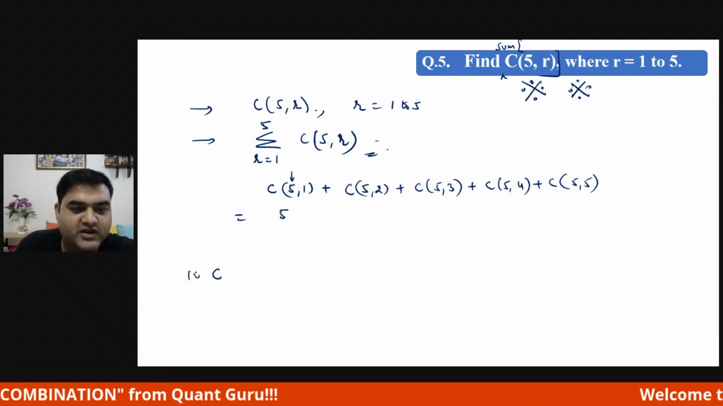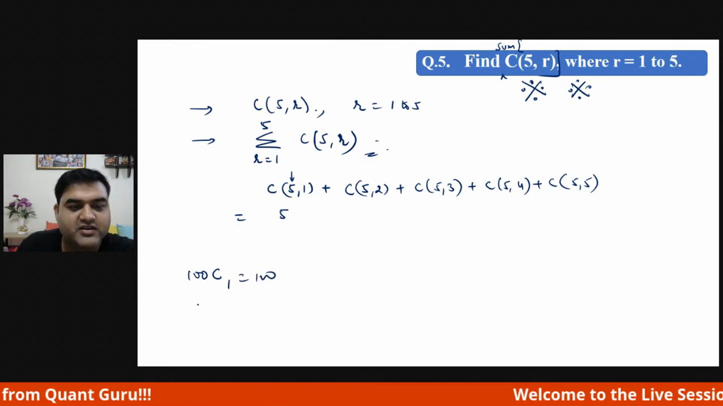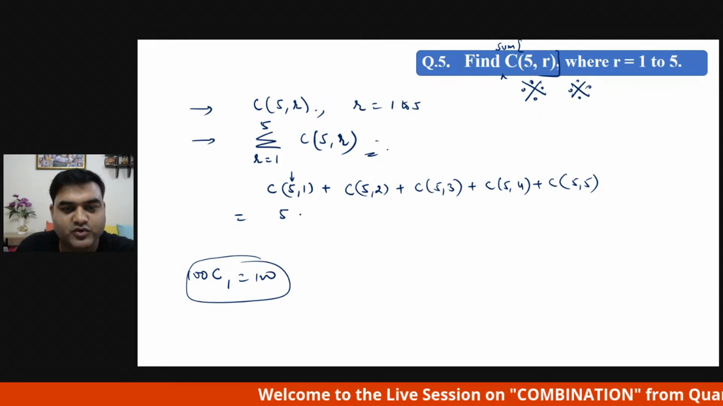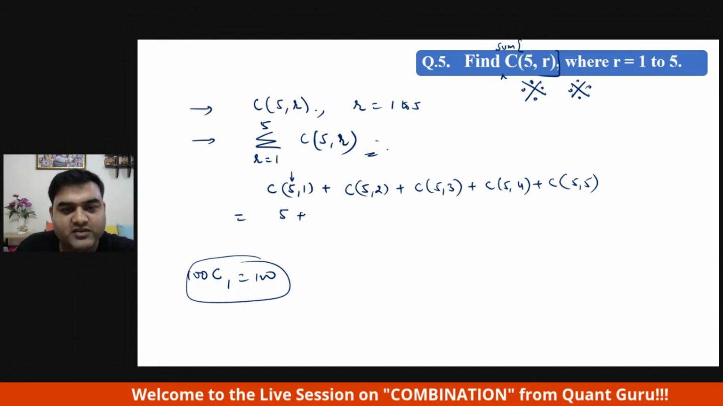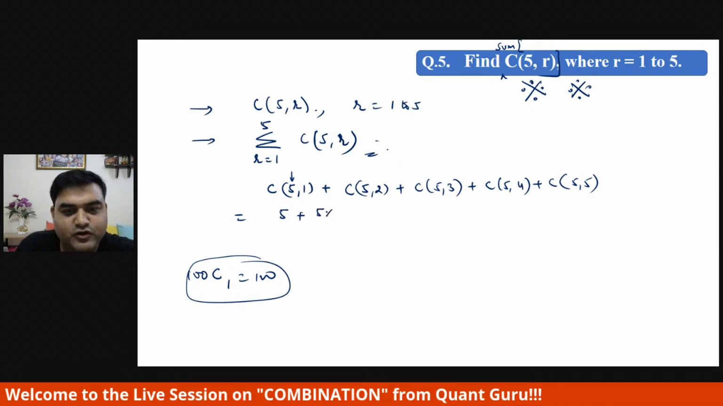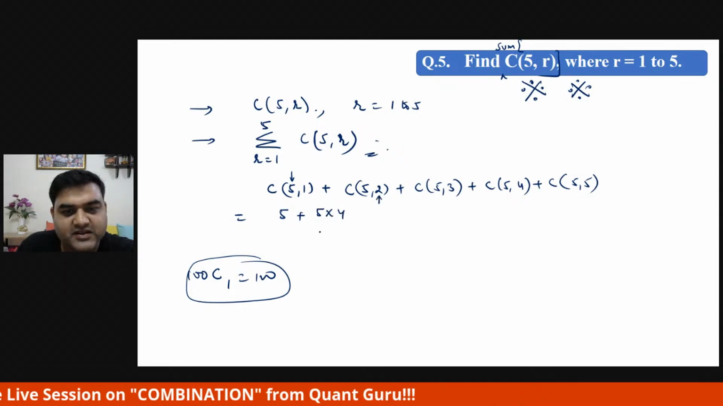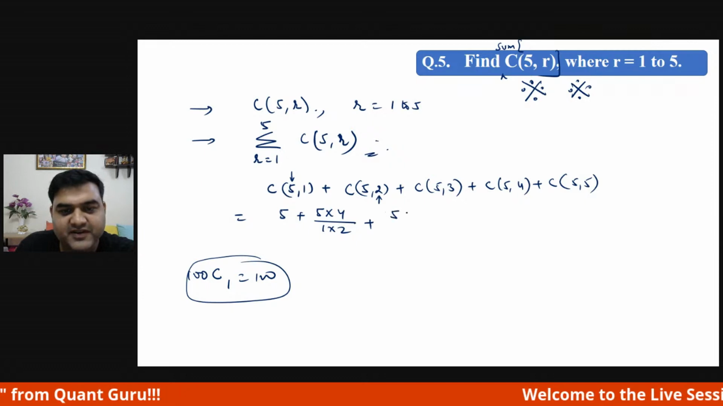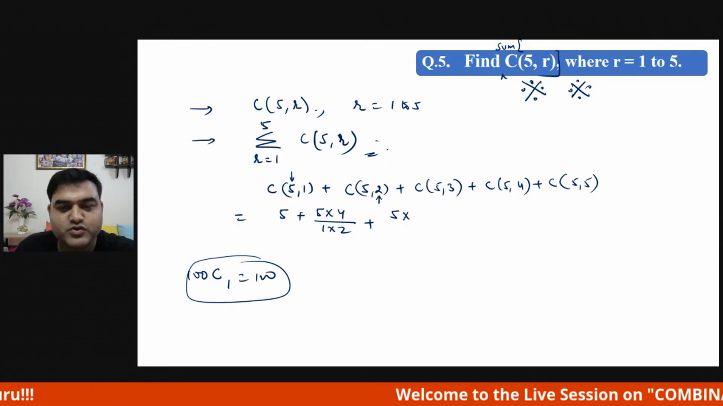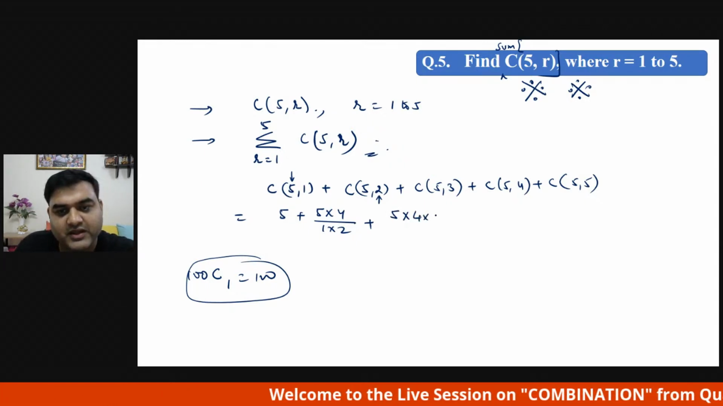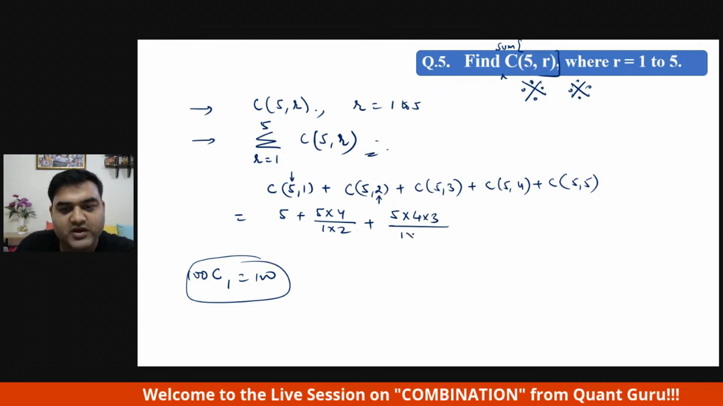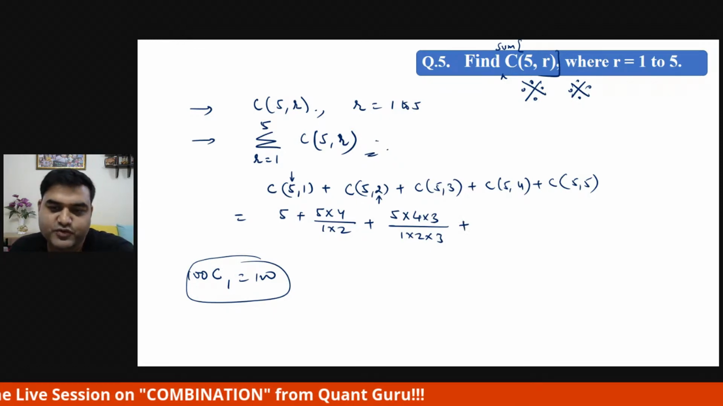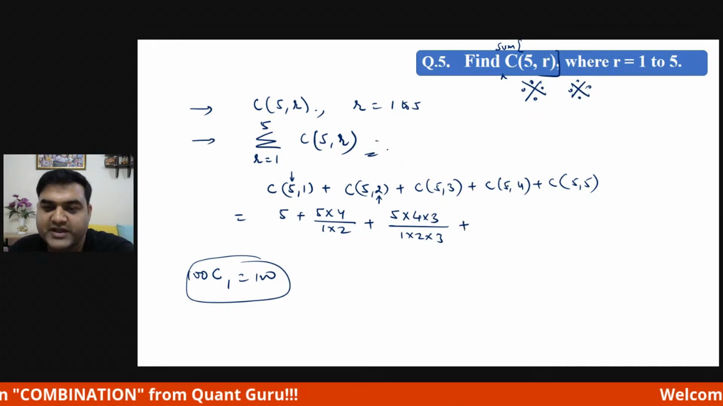I told you, right? 100 C1 is equal to 100. 1000 C1 is equal to 1000, right? 1 is 1 only. Plus, now look at this. 5 we will write, into 4 we will write because two numbers are there, divided by 1 into 2, plus 5, 3 times, 5, 4 and 3 divided by 1, 2 and 3, plus 5 4. If you see 5 comma 4, 4 times we can write.